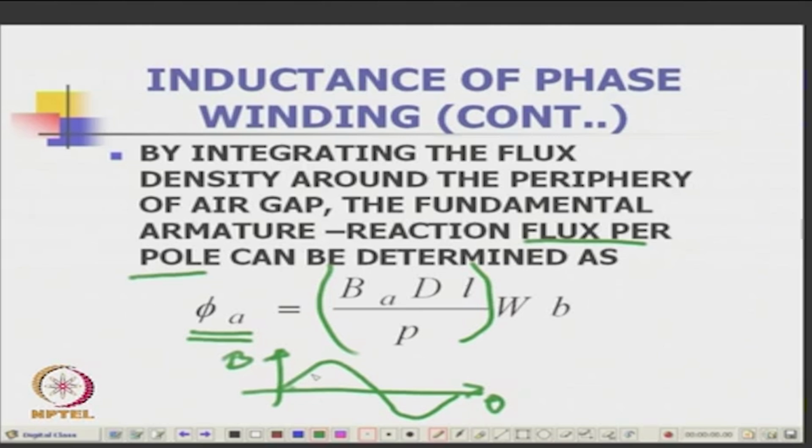I think you are aware of this. What is the peak of the B? It is not a big deal, because we have said 2 by pi B into pi dl by P. So, you are aware that this will be twice B dl by P, where P is the pole pair. If the B is varying sinusoidally in space, this will be the flux per pole. Any doubt on this? Flux per pole will be the average B into the pole area.